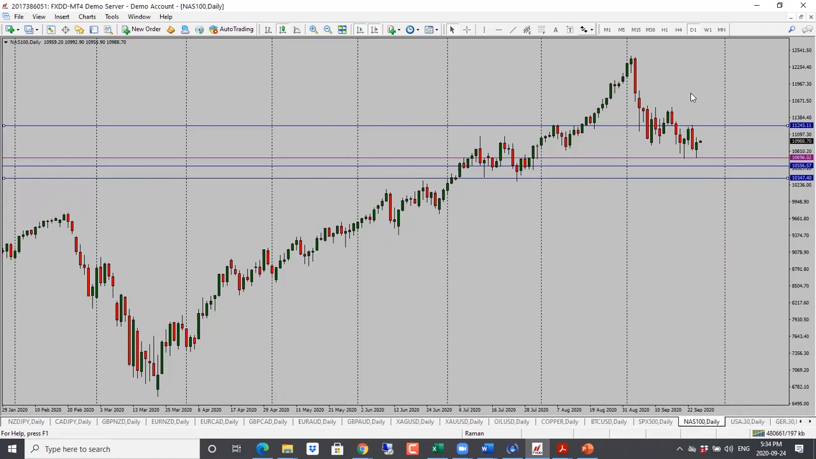Nasdaq here, price dropped nicely right into the support here. And from there, we have seen this go higher. So bullish bias here, 11,250 is the target.